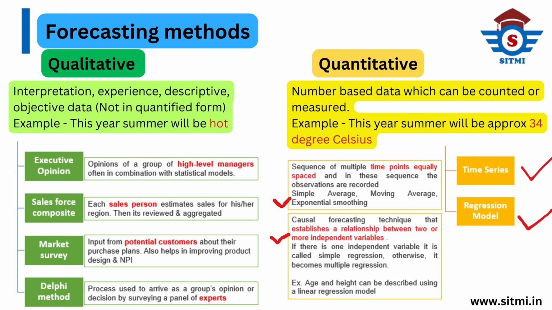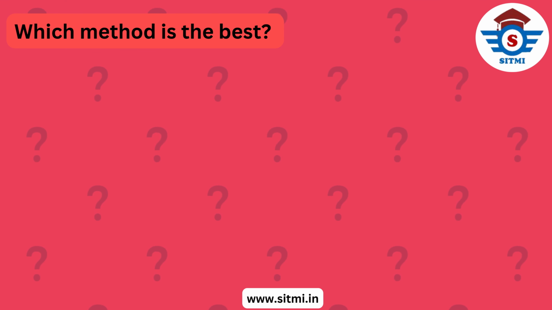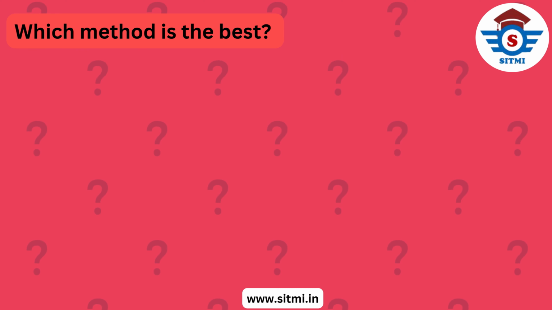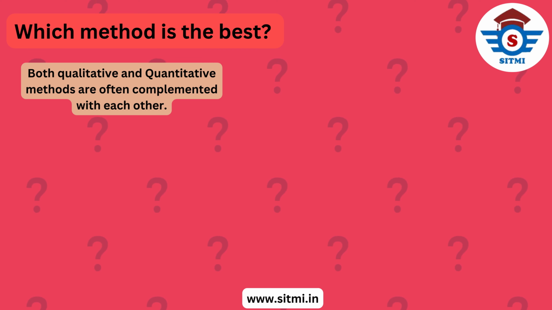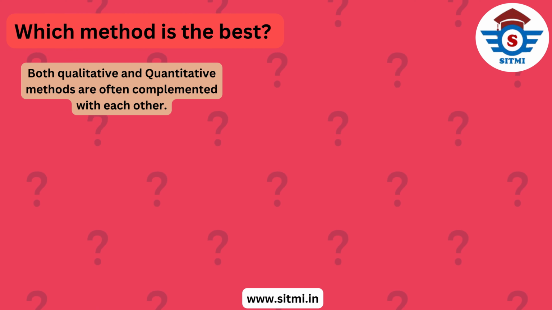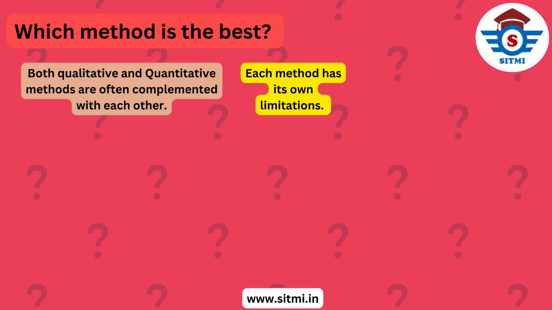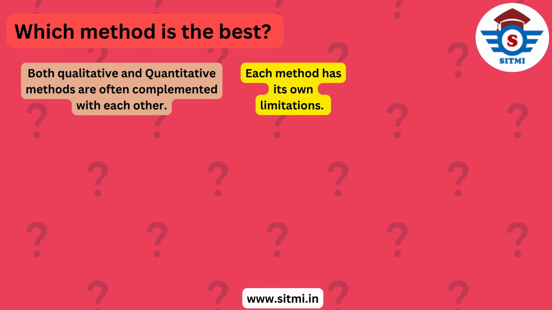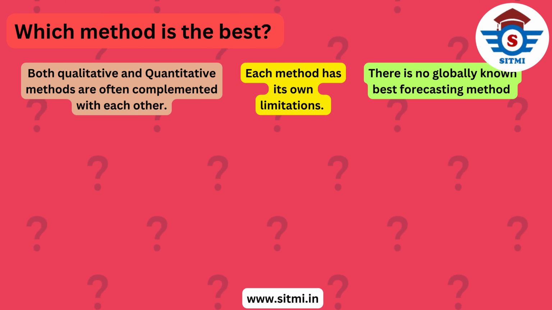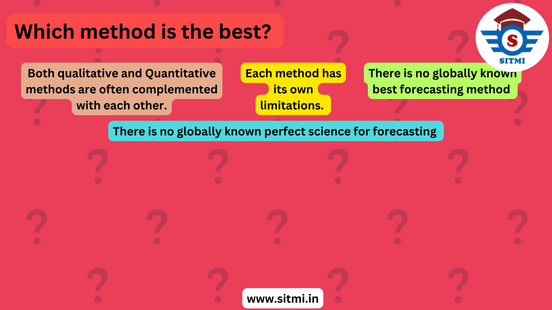Now, out of these qualitative and quantitative methods, which method is the best? That can be one of the best questions for demand planners or supply chain professionals. Both these methods, qualitative and quantitative, are often complemented or used with each other to reach a better conclusion or a better forecast, because each of these methods has its own limitations and scope. It is very important to understand that there is no globally best or accurate forecasting method, or any better science to do the forecasting. Each forecasting technique has its own limitations.